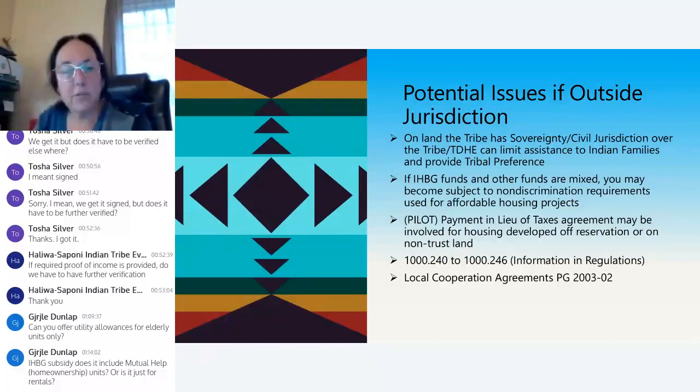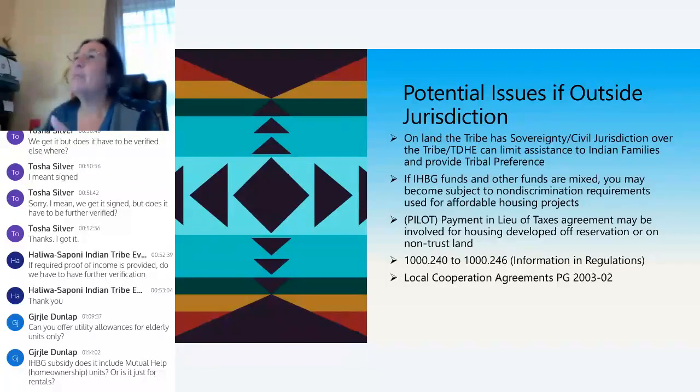If block grant funds and other funds are mixed, it kind of ties your hands. You become subject to non-discrimination requirements used for affordable housing projects. If you build off of the reservation, you might have to put a payment in lieu of taxes into place. Okay, now there's guidance on that you can look up. It goes back to 2003-02. We are not allowed to pay property taxes with NAHASDA funds. Now, I know that there was one set of COVID funds that allowed people to pay property taxes. Don't make that mistake with NAHASDA funds. We are not allowed to do it.